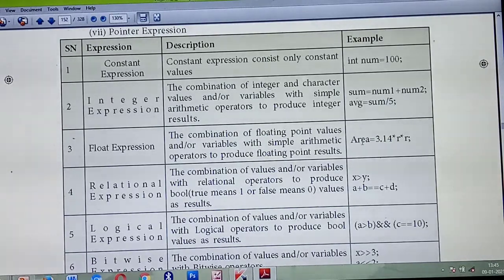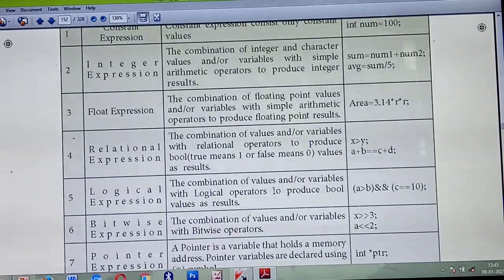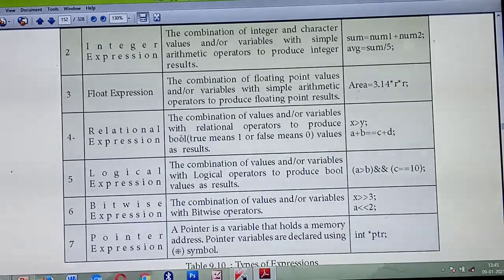So here area equal to 3.14 into R into R. So this is one expression, isn't it? This expression contains variables. What are the variables? Area as well as R. 2 variables. Which is the operator? Into. And what's the floating value you are using here? 3.14. Understood? So this we can call a floating point expression. Understood? Okay. So next one is a relational expression.